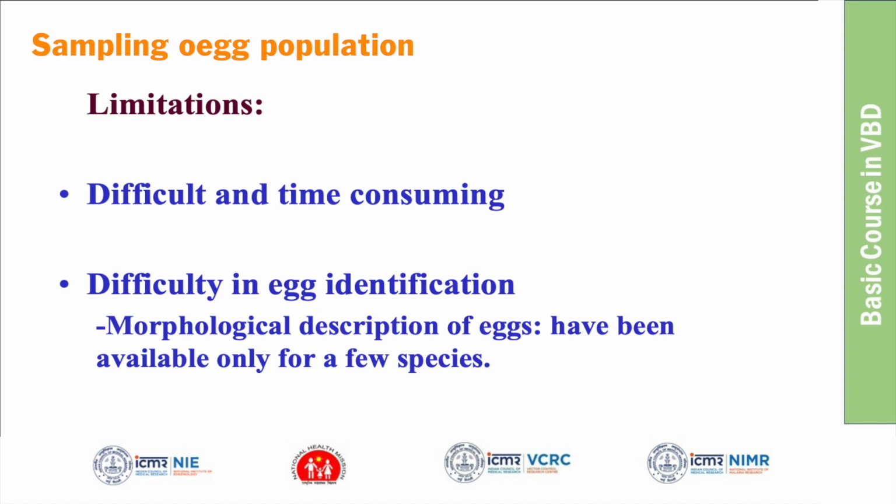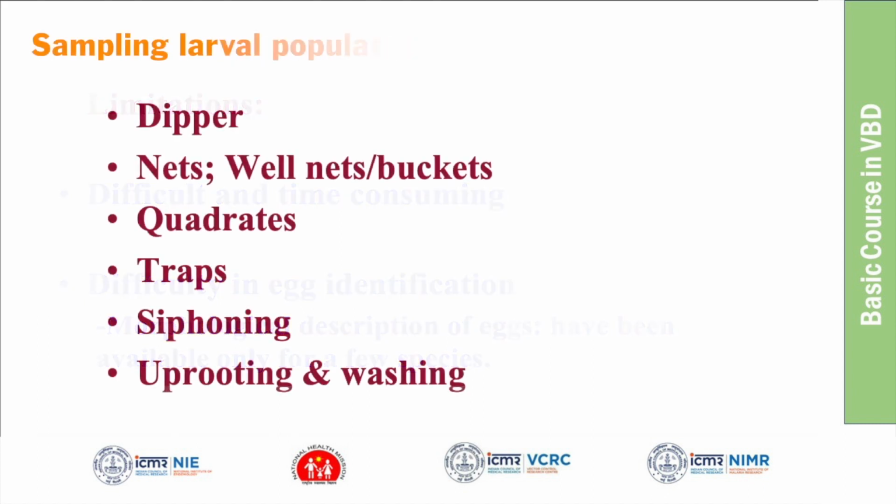Because of that, generally, except for Aedes aegypti and ovitraps, we are not concentrating on collecting the egg population. Now we will go for sampling the larval population. The choices are listed here: dipper, well nets or bucket, quadrates, then trapping devices, siphoning. That is also one method we will see later. Uprooting and washing. These are the larval sampling methods available. We will see in detail.